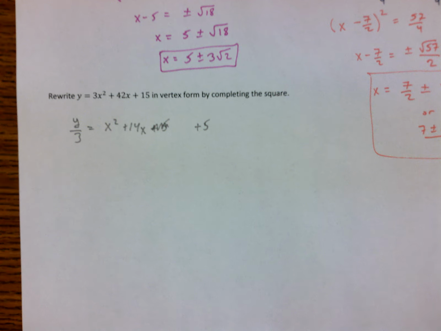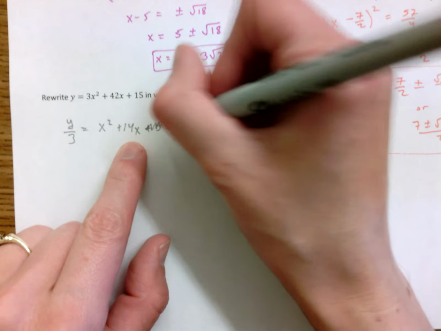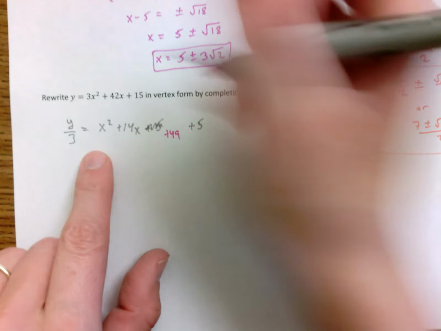Okay. So then I've got to figure out what I'm adding to both sides. So half of 14 is 7. 7 squared is 49. So I'm going to add 49 over here, and I'm going to add 49 over here.